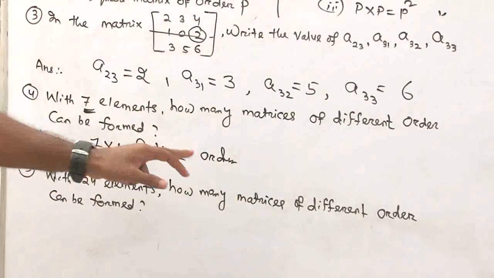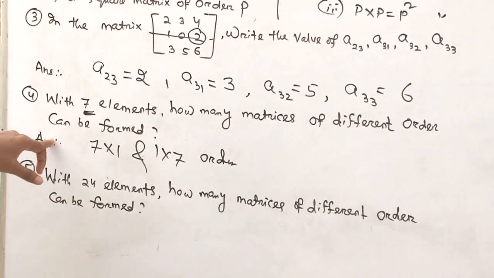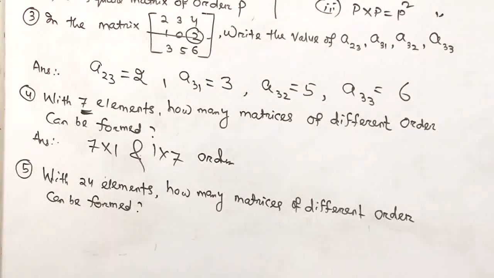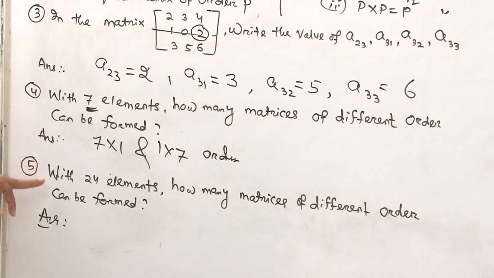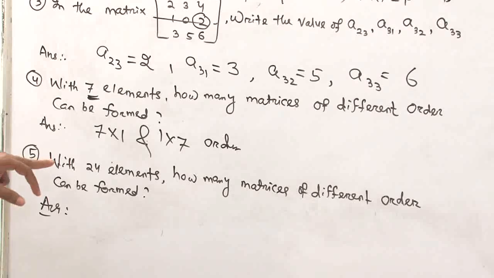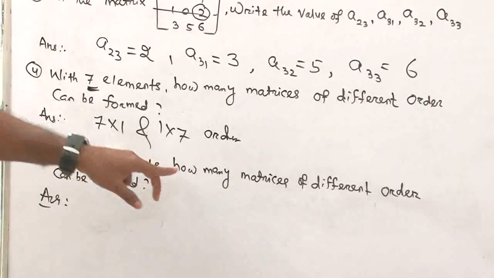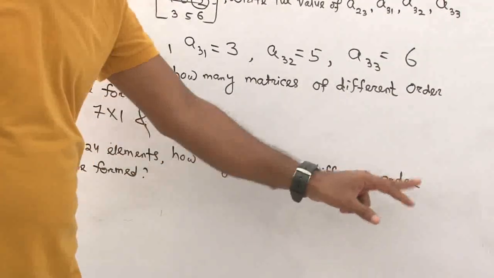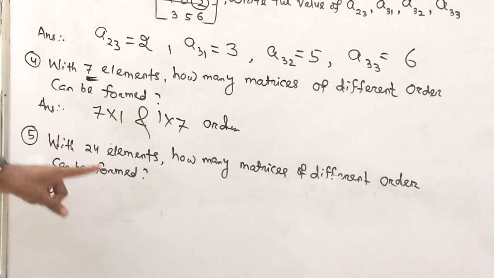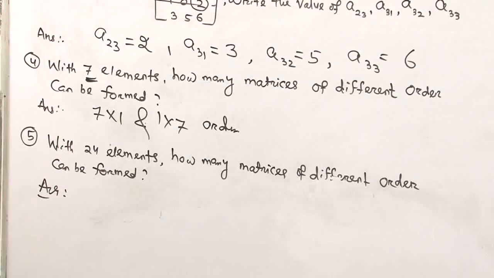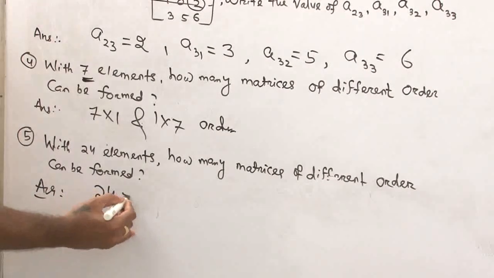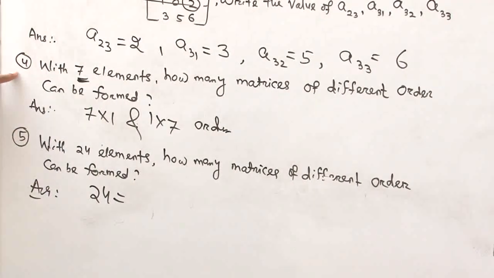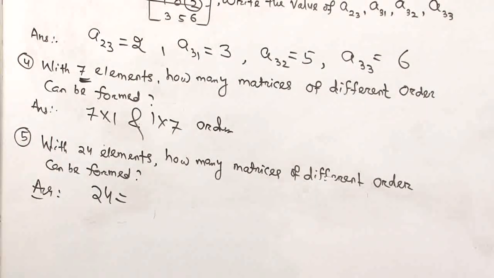There are 2 types of matrices that can be formed. Similarly, another question is here. Question number 5: with 24 elements, how many matrices of different order can be formed? Here the number of elements is 24. So this is similar to question number 4. Here the value is 24.